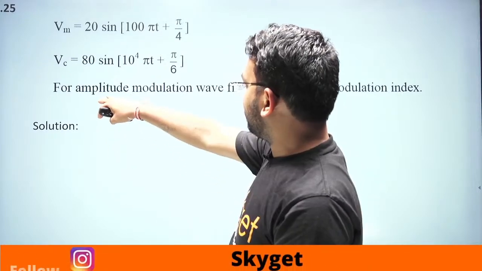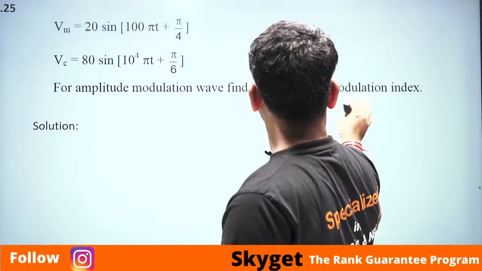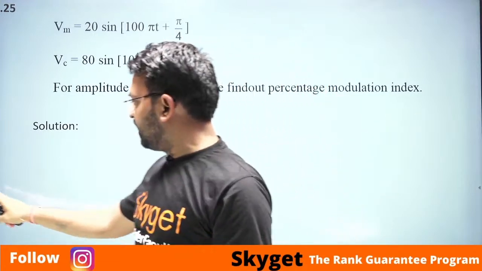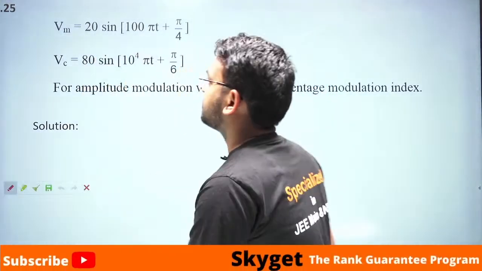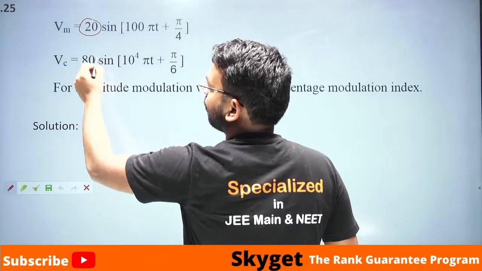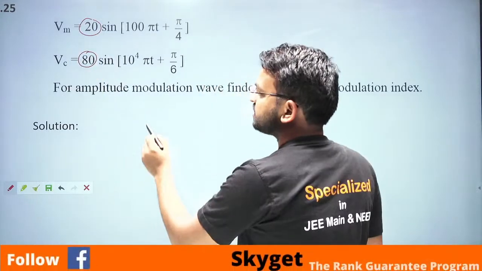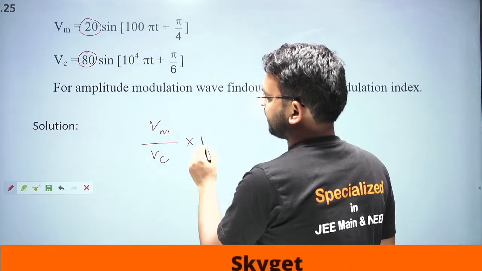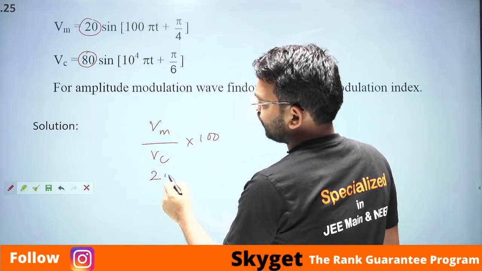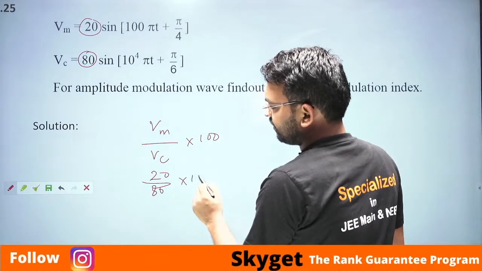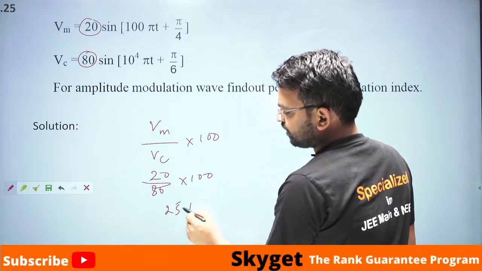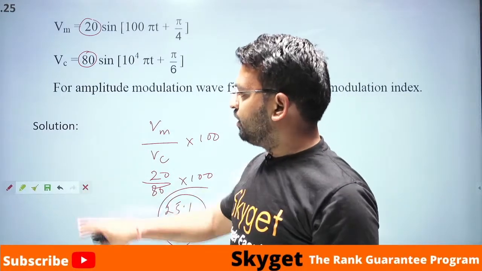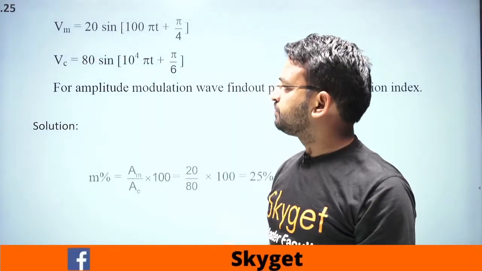In this case they have given amplitude modulation and the percentage modulation index. The percentage modulation index is basically the ratio of this value over this value times 100. So Vm over Vc times 100, 20 over 80 times 100, will give you 25%. That's your answer. This is what you have to fill in your solution.